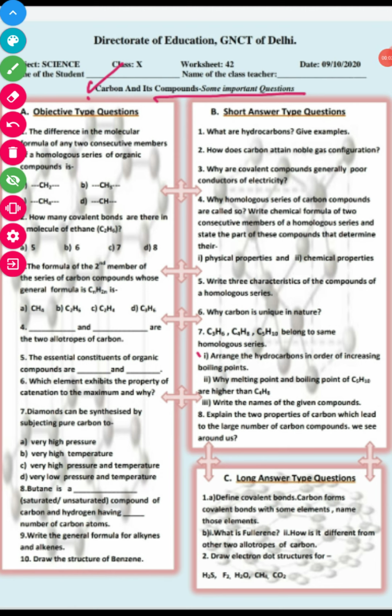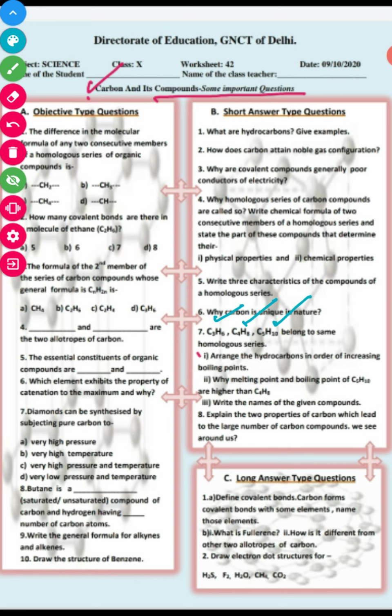So next question we have, name the compounds. Okay, name these, write the name of the given compound. So first is your pentene, butene and propene. Okay, next question we have, write the name of the given compound.